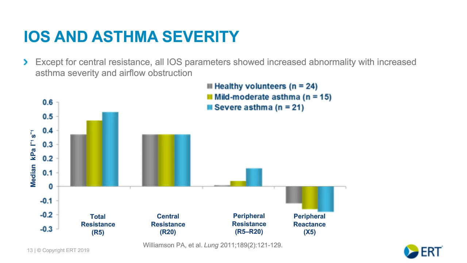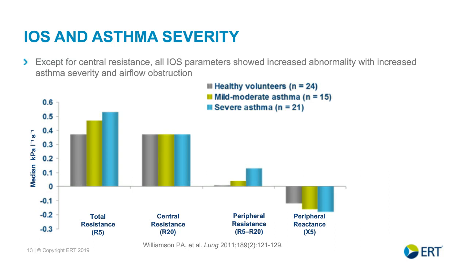This tells you very clearly that the change in resistance in R5, which you can see, the total airway resistance, is clearly being generated by the change in small airways, the peripheral airway resistance, or R5 minus R20. So that's where the action is in asthma. It's not in the large airways, it's in the small airways. And you can see not only that the change in peripheral airway resistance is related to increasing asthma severity, but also the change in peripheral airway reactance, or X5, changes in proportion to asthma severity. So small airway resistance and small airway reactance are clearly related to asthma severity.